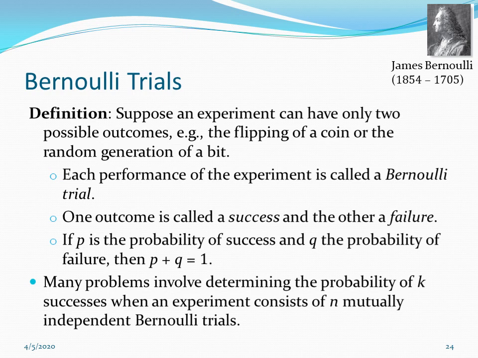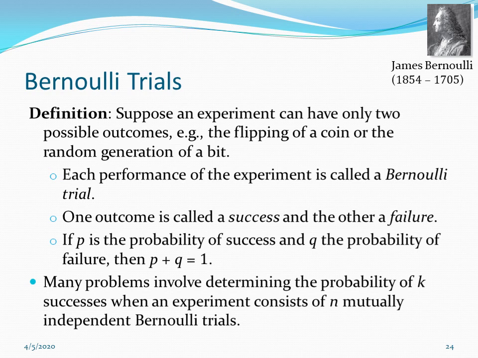What is a Bernoulli trial? It is an experiment that can have only two possible outcomes. For example, flipping a coin, there are two outcomes, either tail or head. The other example that we looked at is the random generation of a bit. The bit could be either 0 or 1. The experiment can have only two possible outcomes. Each performance of the experiment is called a Bernoulli trial.